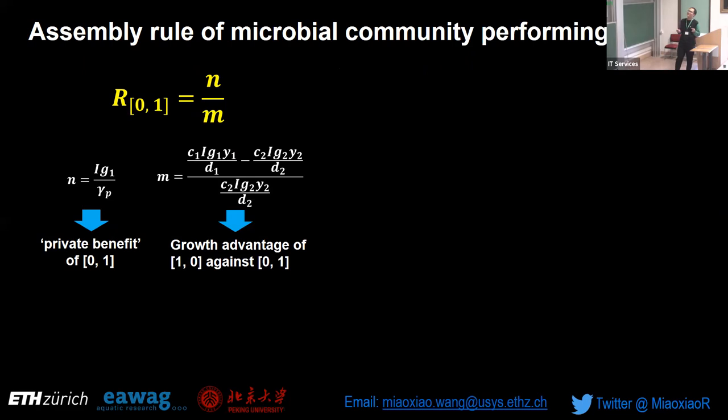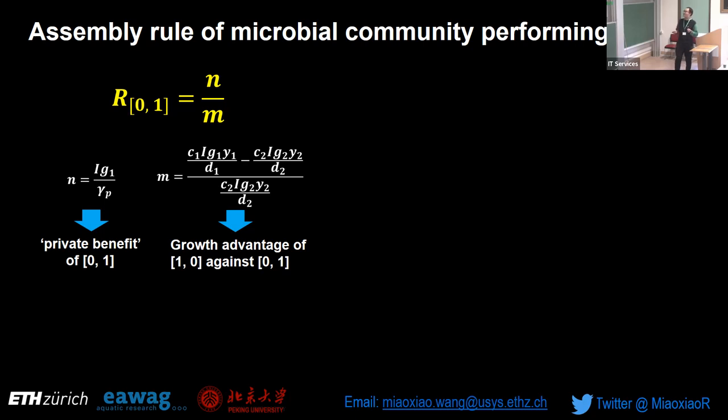Here is the relative abundance of the second strain, that is the embedder. And its relative abundance is determined by two important parameters. First is the private benefit. This means the second strain can reach the final product earlier, so this is what it gets, the private benefit. And then M means the first strain, which performs the first step, should grow faster than the second strain. So that means the growth advantage.